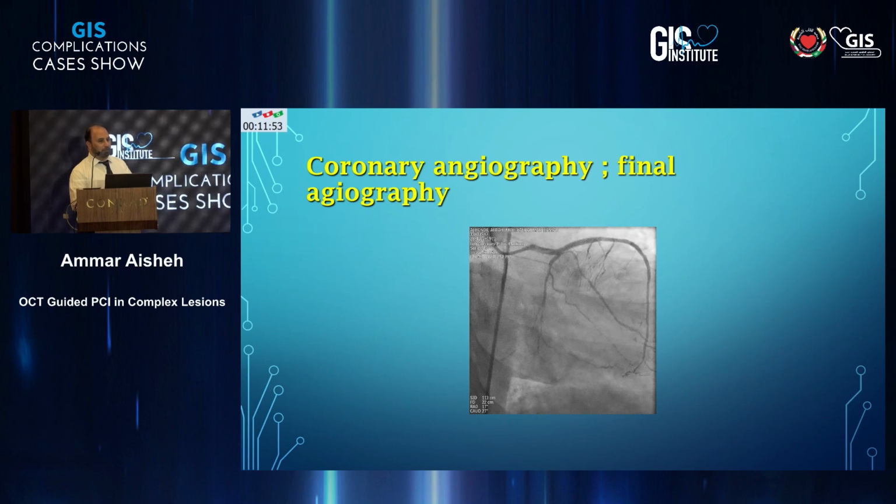One thing about the OCT, and I still don't understand how, and it's all because of the resolution, you always undersize the size of the artery. Even looking angiographically, that proximal LAD looks like a 4.